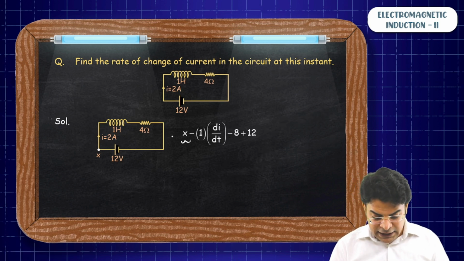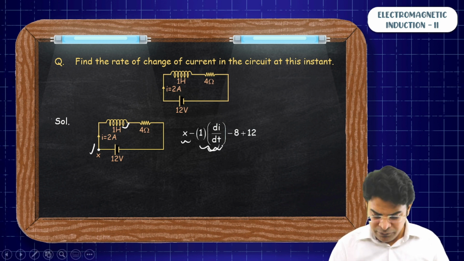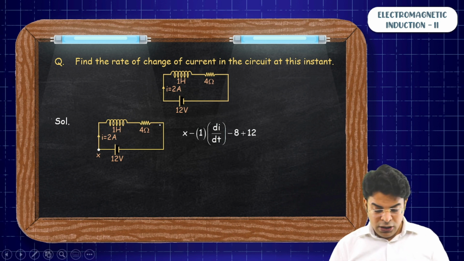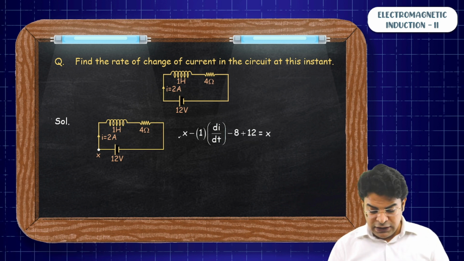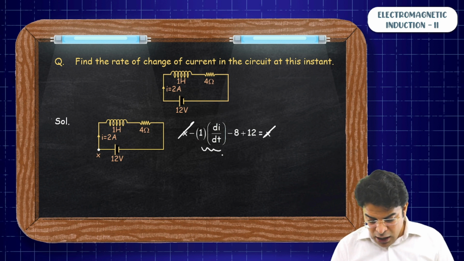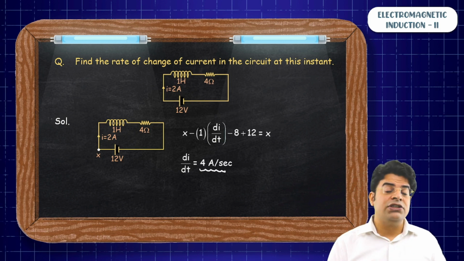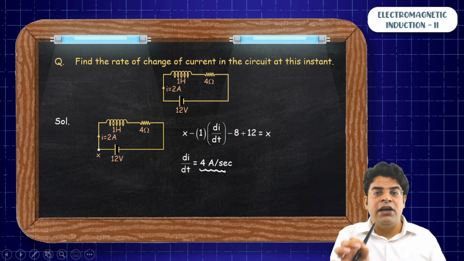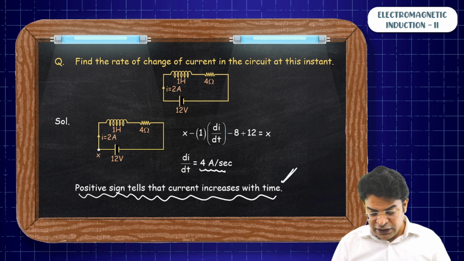So we can write X minus L into di by dt, inductance is 1, minus 8, I into R, jumping from here to here. And then going from here to here, you do a plus 12 equals X. Now you cancel out X and X, and you will write that 1 into di by dt comes out to be equal to 4. Again, the positive sign tells you that the current is increasing. If you get di by dt equal to negative, it means that the current in the loop is decreasing. So you will say that the positive sign tells us that this current increases with time.